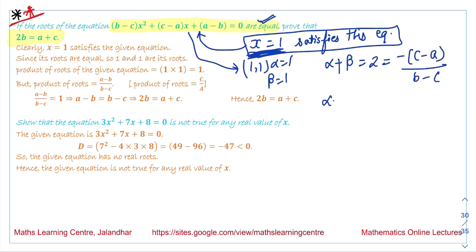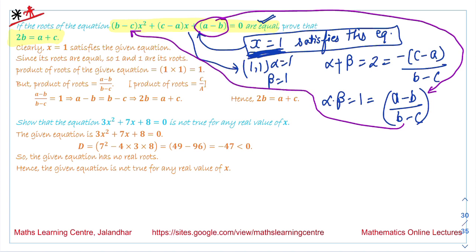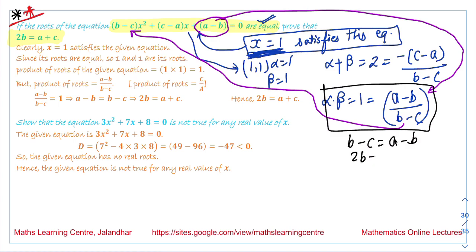What is the product of the roots of this equation? That is equal to a minus b over b minus c. That is equal to c by a. So on solving this equation, what we get is b minus c is equal to a minus b. So this gives us 2b is equal to a plus c, and this is what we have to prove.